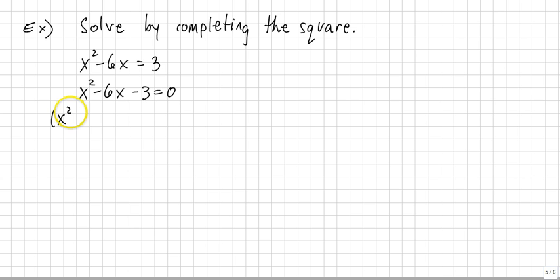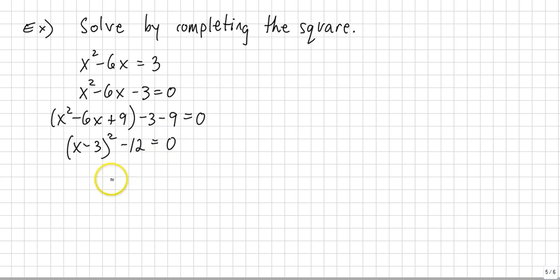But we get x squared minus 6x. We divide that by 2 and square it, and that's where we got our 9. Then we subtracted 9. And then that factored into x minus 3 squared minus 12 equals 0. So this is what you would get after completing the square. And how does that help us solve it? Well, let's see how that helps us solve it. If I add 12 to the other side, I can square root both sides of the equation.